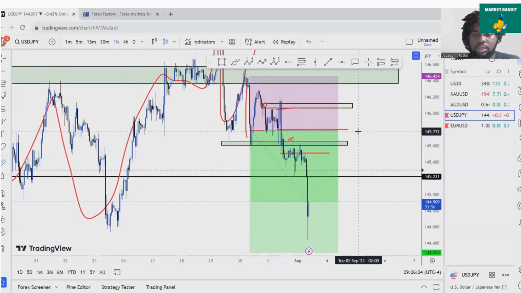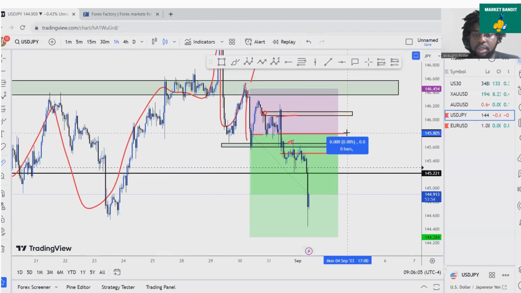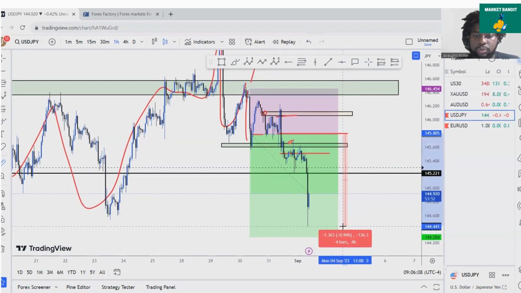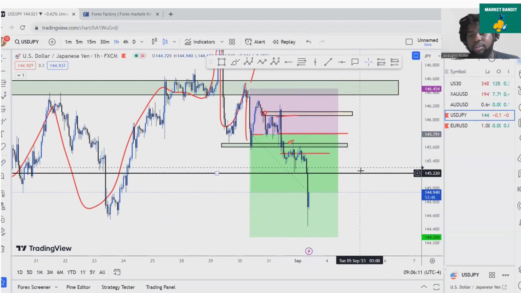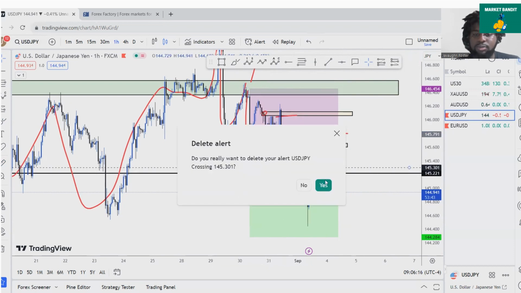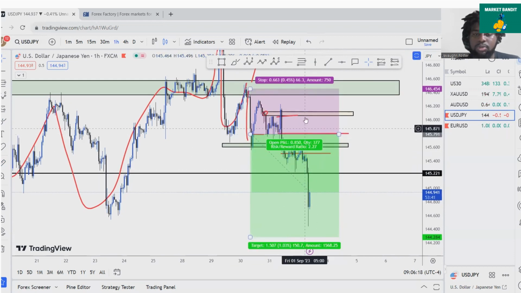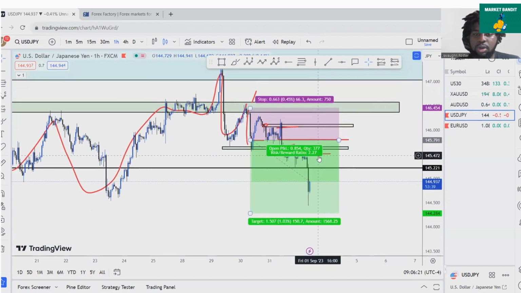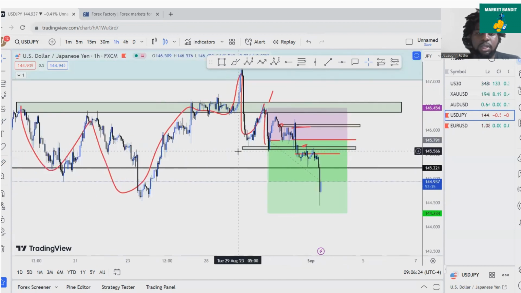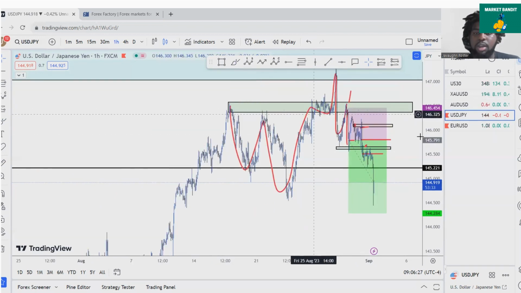And as you guys can see, this trade played out to 135 pips out of 150 pips. 135 out of 150. That's very good, guys. Stop loss was 66 pips. So as you can see, risk to reward was 1 to 2.3. Right, very, very good trade, guys.